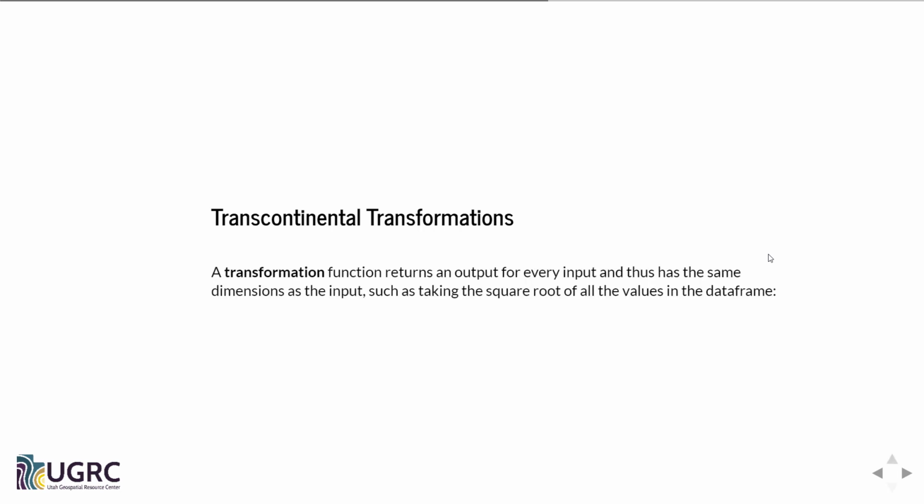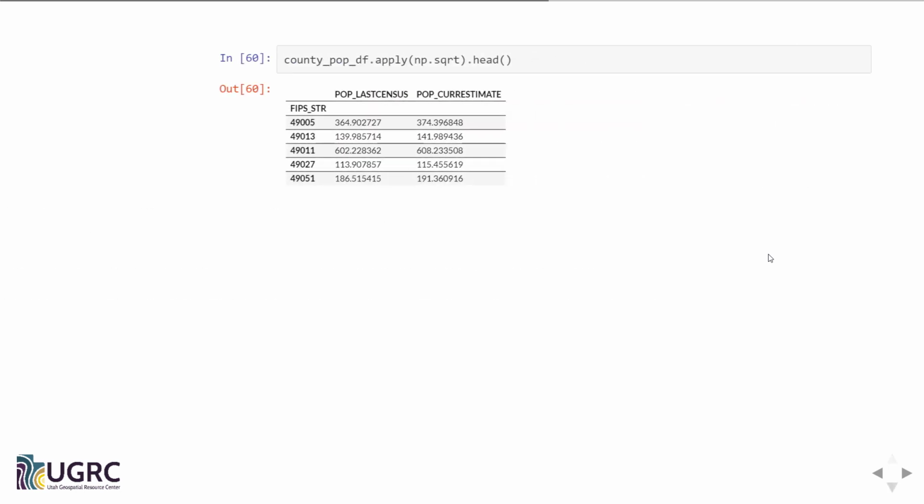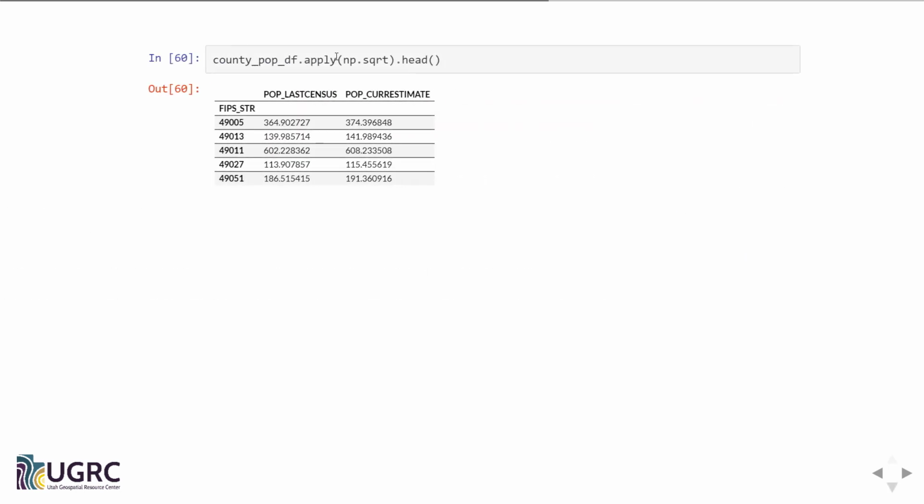So let's talk about some transformation operations instead. Now remember, we're returning a new value for every value in the original data set. So let's just take square roots. I'm going to take our data frame and apply square root. This makes no sense for population, but this is the data I'm using, so bear with me. The square root of the census population of 4905 for Cache County is 364.9. So there are 340 square people? I don't know. What's a square person?